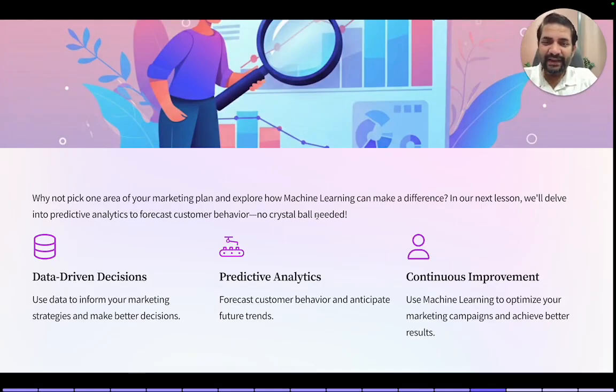In our next lesson, we'll delve into predictive analytics to forecast customer behavior. No crystal ball needed. Use data to inform your marketing strategies and make better decisions. Forecast customer behavior and anticipate future trends, and use machine learning to optimize your marketing.